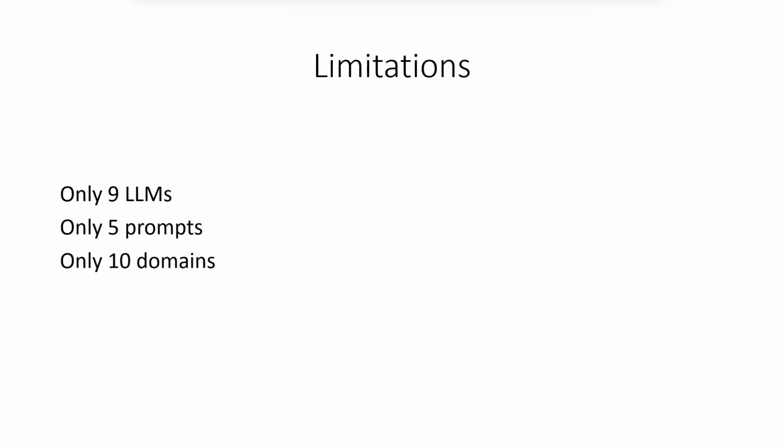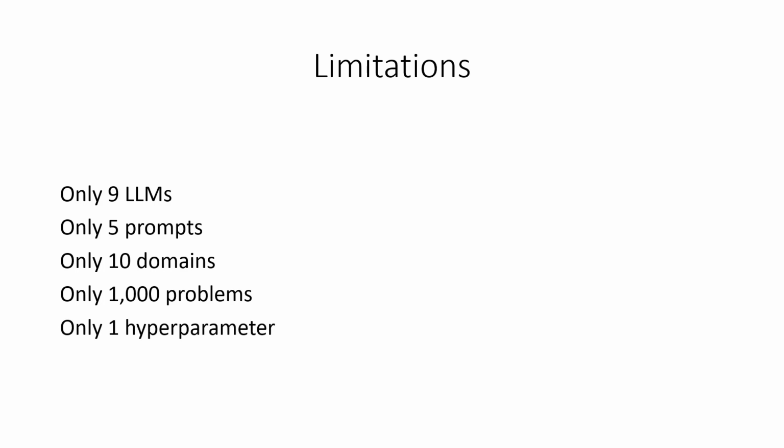However, there were several limitations to this study. For example, we only tested 9 LLMs, 5 prompts, and 10 problem domains. Other LLMs, prompt engineering techniques, or problem domains may have led to different results. Also, our test set only included 1,000 problems. A small sample size may have biased our results. And we only tested a single inference hyperparameter. Modifying temperature in combination with other inference hyperparameters like top P, top K, or repetition penalty may have produced different results.